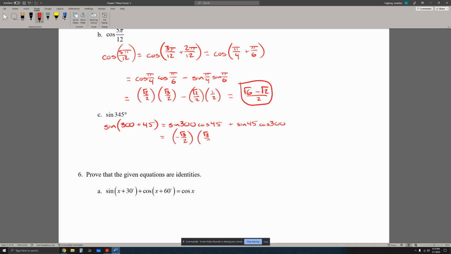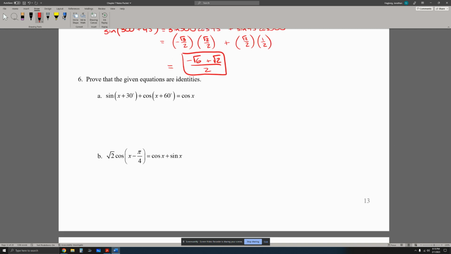Cosine of 45 is positive root 2 over 2. Plus sine of 45 is root 2 over 2. And cosine of 300 is positive 1/2. All right, so multiplying this out, we get negative root 6 plus positive root 2, that's all over 2. Okay. All right, so number 6, prove that the given equations are identities. So let's start with this, sine of x plus 30.